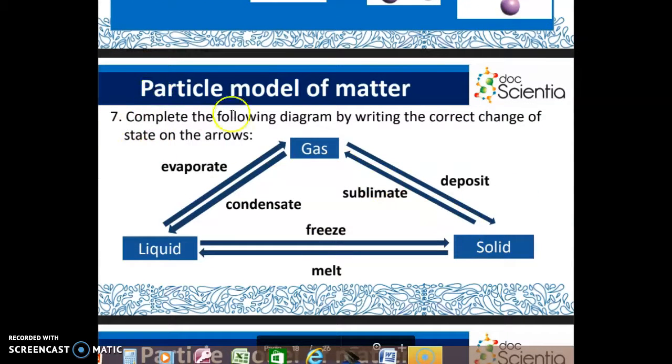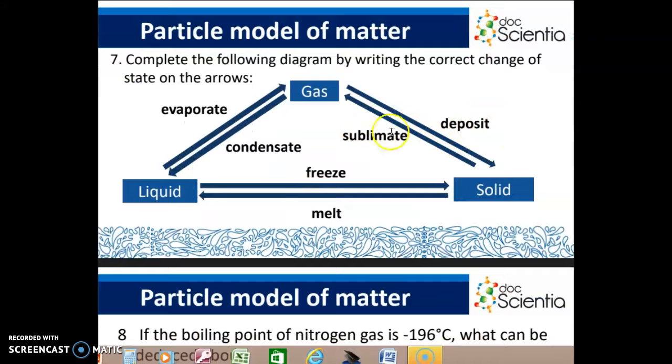Number 7. Complete the following diagram by writing the correct change of state on the arrows. So these will not be in here. These will not be here, and you will only get gas, solid, and liquid from the teacher. So you must write in all of these. So first of all, we have a solid, which is ice. Let's think about ice. It melts, it becomes a liquid. You heat it up, it becomes a liquid. And then you heat it up again, and it becomes a gas, which is steam.